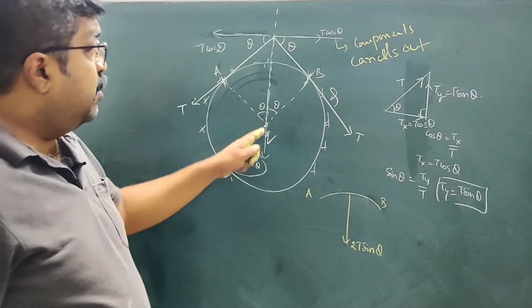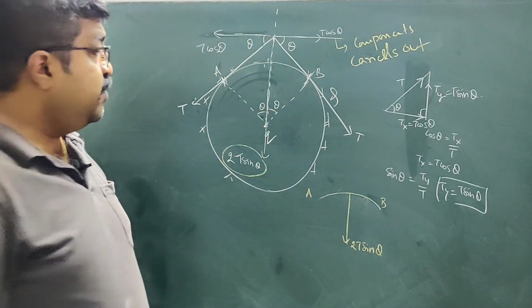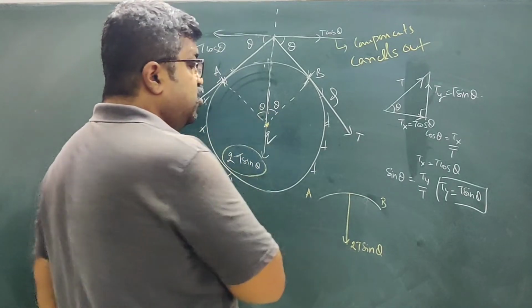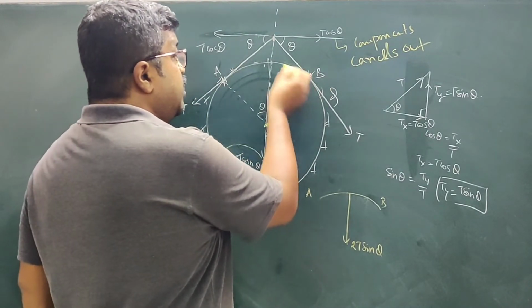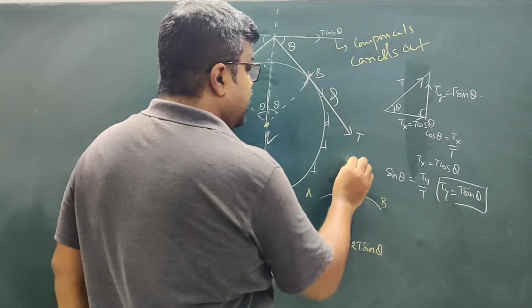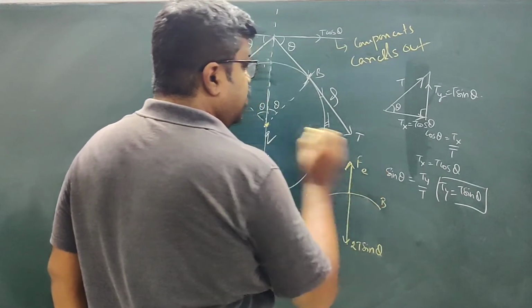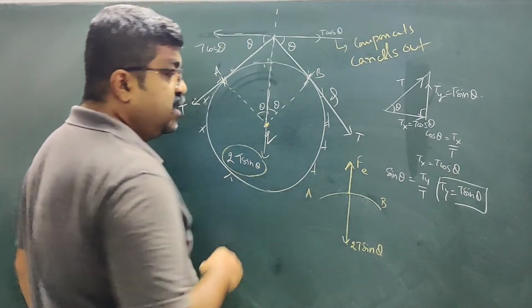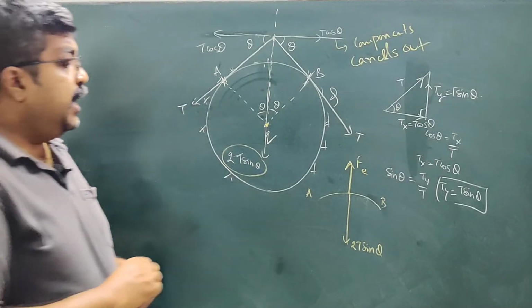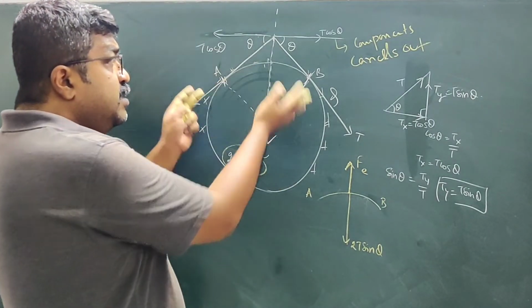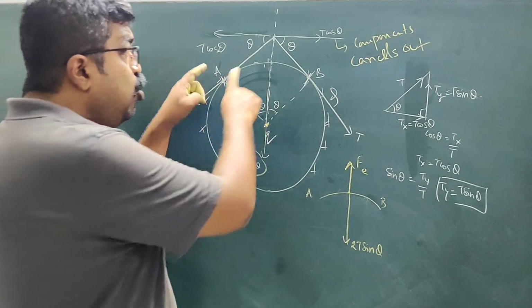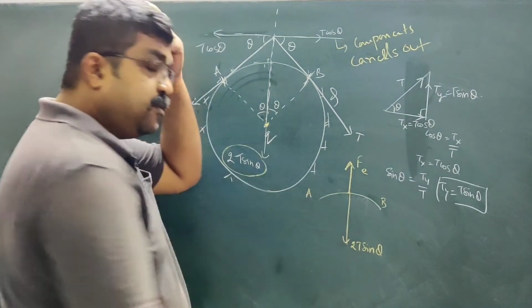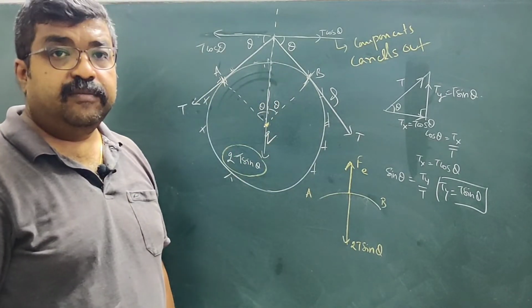Okay, but there is a repulsive force between this charge and the charge of this segment, and that repulsive force will act in this direction. That is the electrostatic force, repulsive force. So this is Fe and this is 2T sin theta. The system is in equilibrium, and under the equilibrium we have this expression for tension.